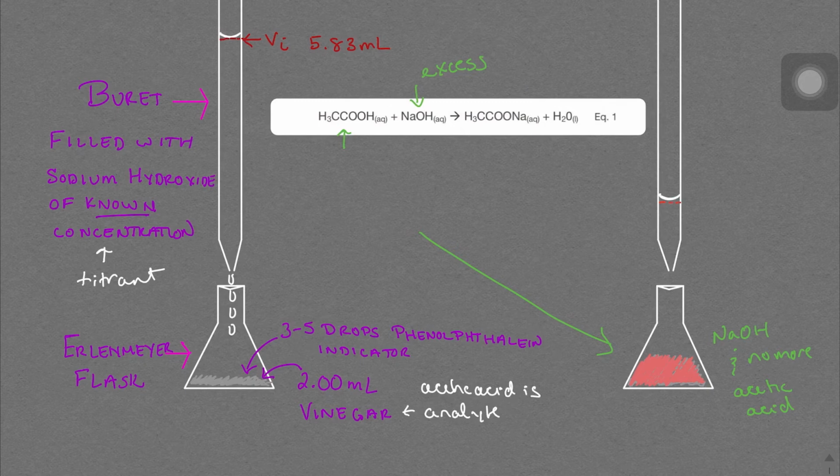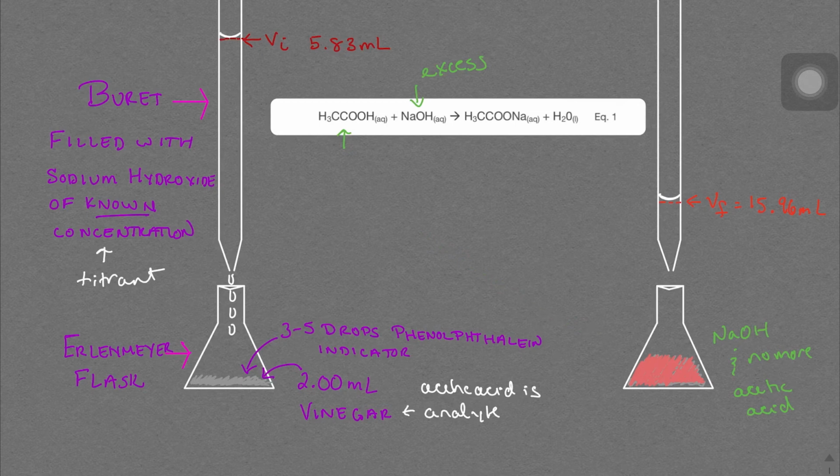So this time we have to read the volume again at the bottom of the meniscus, and we'll read it as a final volume. So let's say that we have 15.96 milliliters. That's our final volume. And this is good. So the reason we wanted to perform this reaction is we want to know exactly how much sodium hydroxide it took to react away all of our acetic acid.